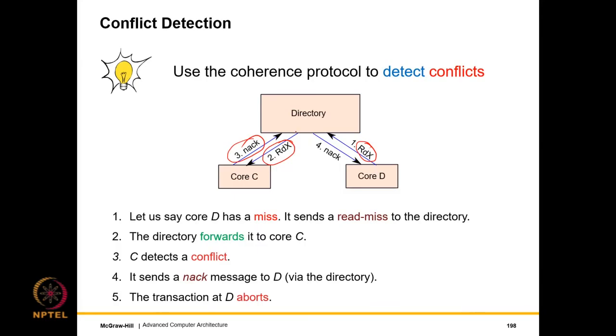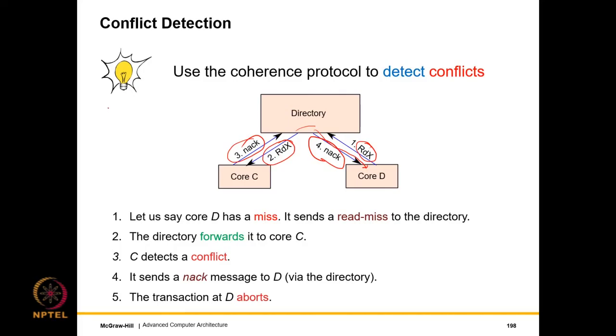The NAT message will then be bounced from the directory and sent to core D. Core D will realize that there is a conflict, so the transaction at D will abort. This can be done either in hardware or with some software support. The support that is required is that you have to clean up the state and retry. So typically a signal may be sent to software to retry the transaction.